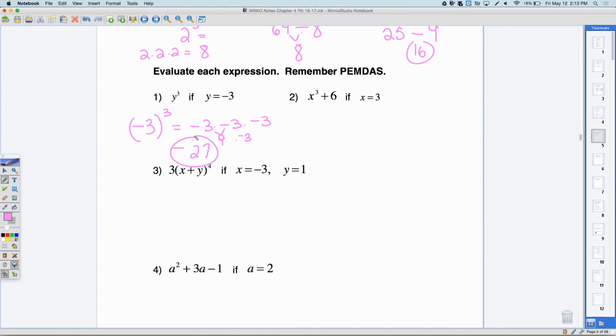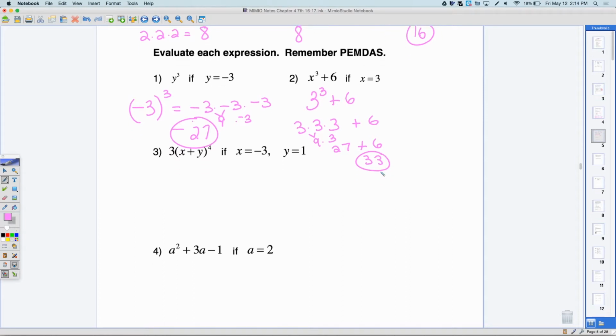Number 2 says x to the third power plus 6 if x is 3. Substitute the 3 in for the x. So it's 3 to the third power plus 6. 3 to the third power means 3 times 3 times 3 plus 6. 3 times 3 is 9, and 9 times 3 is 27. So it's 27 plus 6, which is equal to 33.